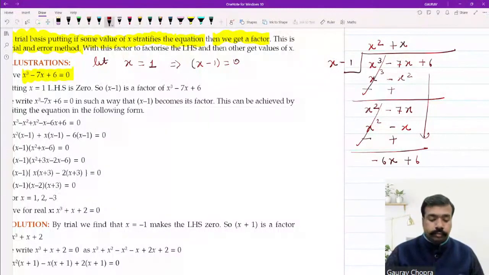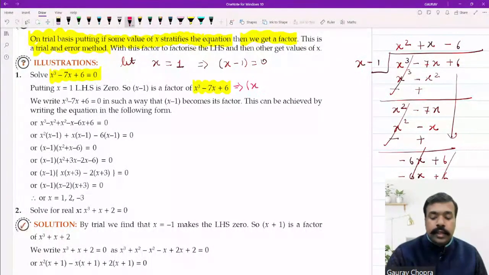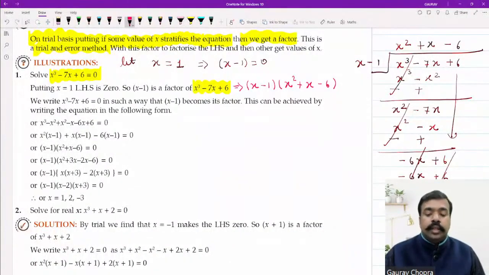Now what can be done? We can take it as minus 6, so it will become minus 6x and then plus 6. Changing the sign again, this will get cancelled and overall the remainder is 0. So in short, this equation can be written as x minus 1 multiplied with x square plus x minus 6. So this equation can be written in this format.